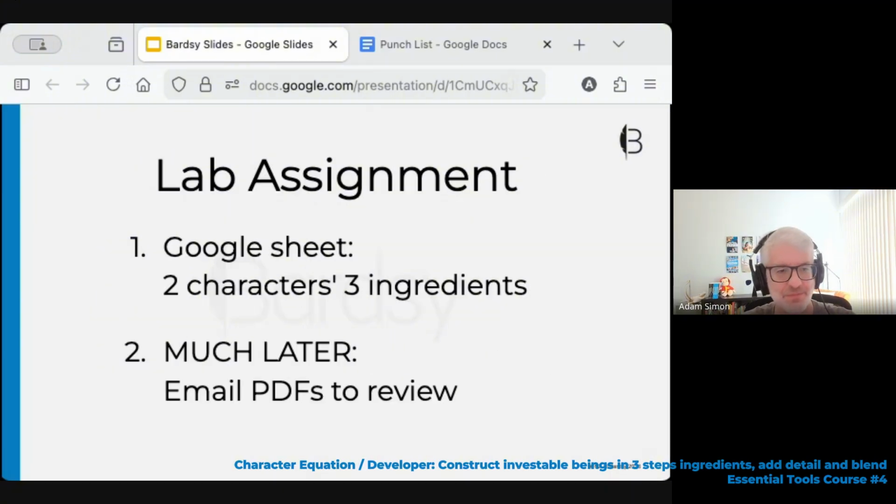So here's your lab assignment for next week. Google Sheet, right? We want 2 characters, each of their 3 ingredients. So you're going to do the parts of yourself, the stereotypes and archetypes, and whatever you steal for distinctiveness from other people. And that's going to go in the sheet so we can review it and use it in our labs next week.